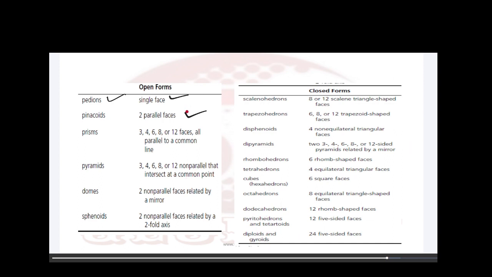Then comes the prism. A prism consists of 3, 4, 6, 8 or 12 faces. All faces are parallel to a common line.